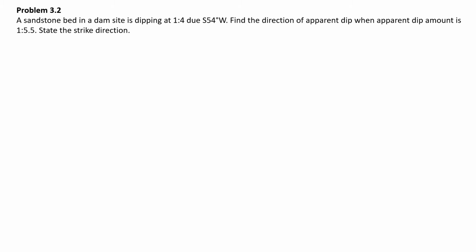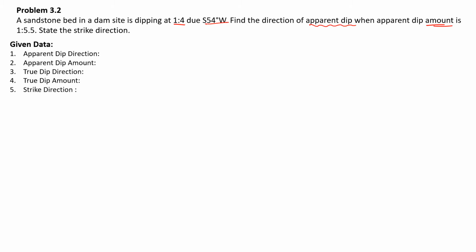3.2. So what they said is that the sandstone bed in a dam site is dipping at 1:4 due south 24 degrees west. So this is your true dip direction as well as amount. Find the direction of apparent dip. They are asking us to find out the direction of apparent dip when the apparent dip amount is given, that is 1:5.5. So first let us write down the given data.